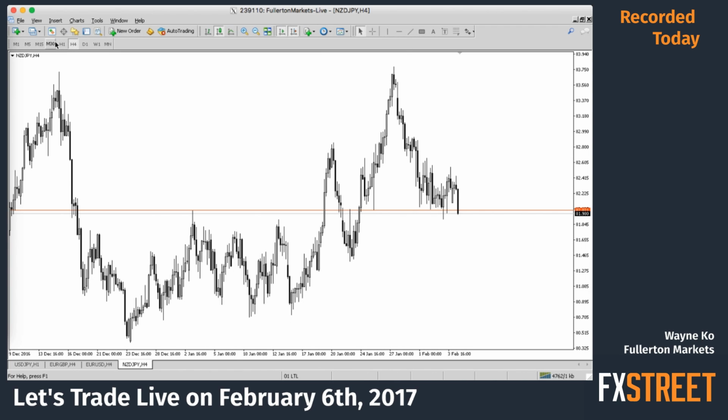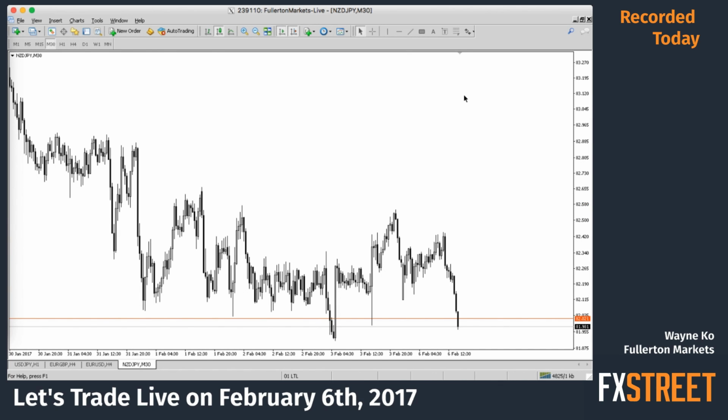M30. Okay, for Kiwi Yen, the major news of course is happening on Thursday early morning, GMT+8 time zone. So if you are trading the low time frame, there's still about 2 days, about 48 hours for you to trade.